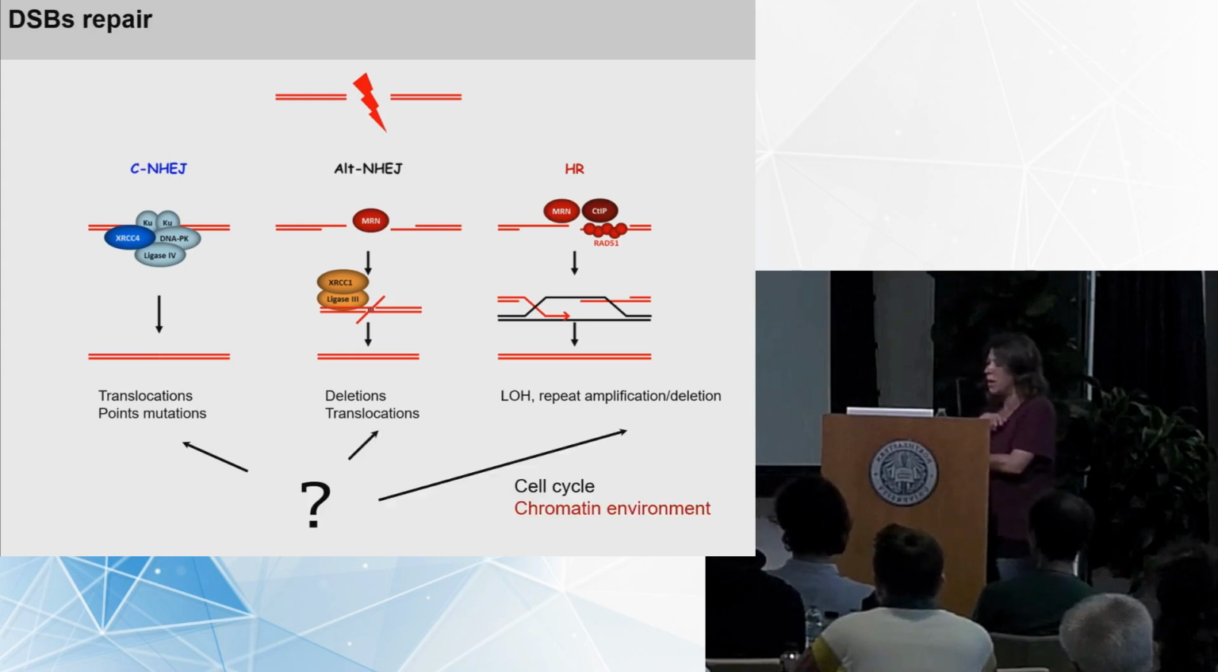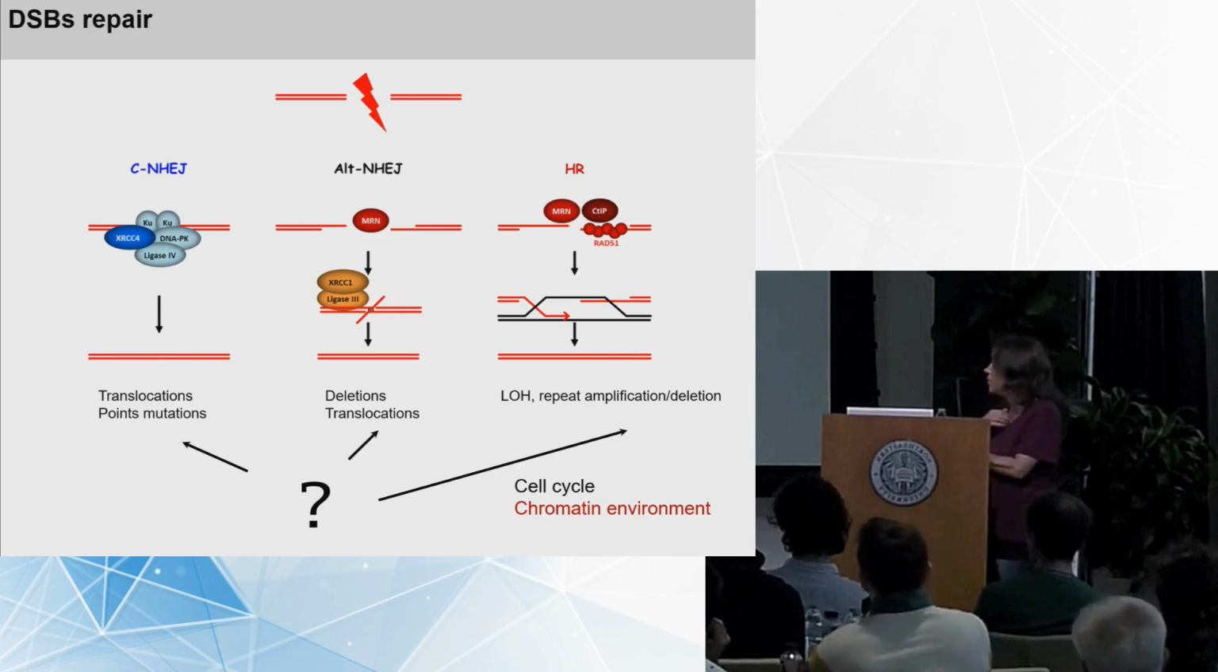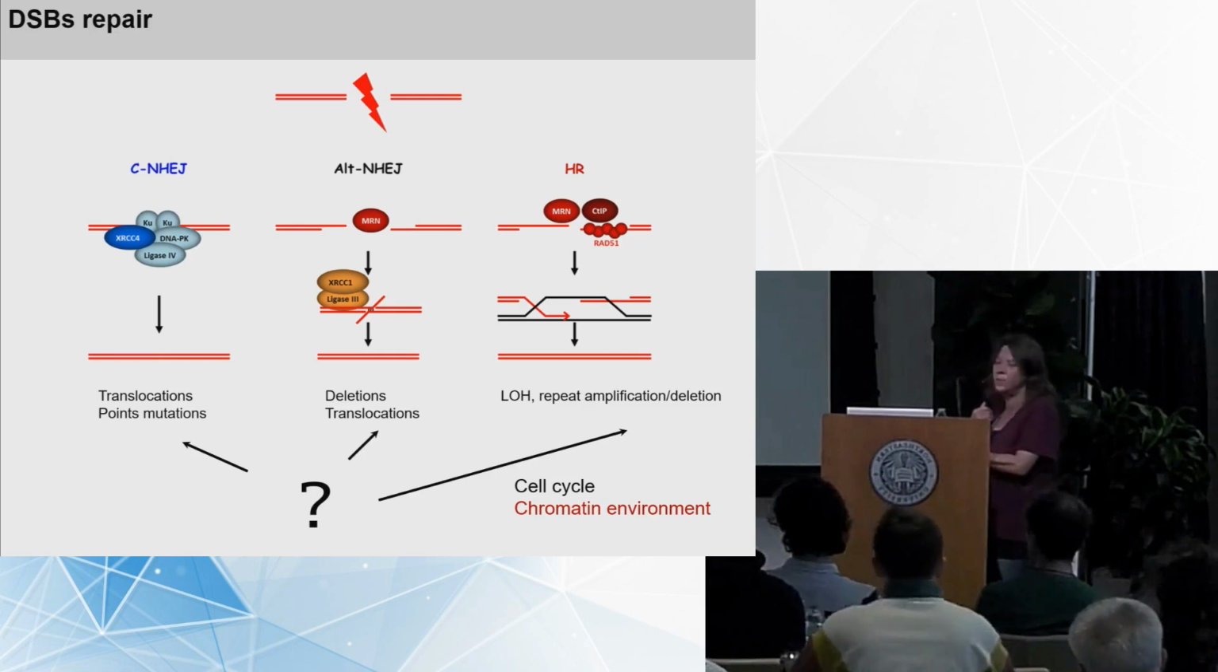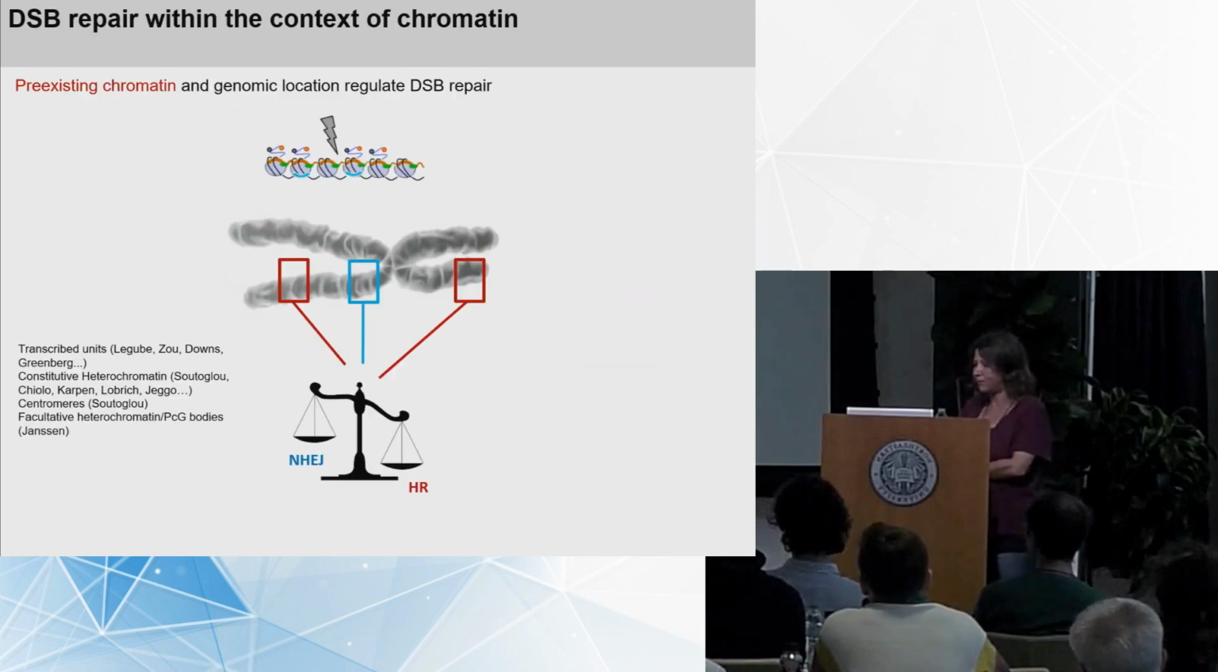Okay, so one of the biggest questions in the field is how does the cell decide between all these pathways to repair each single DNA double-strand break. So we know the cell cycle plays a role, and now for the last 10 years we know that the chromatin environment is a key determinant of these repair pathways.